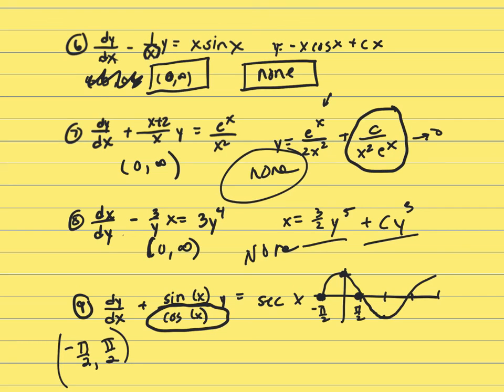And the solution to this one was y equals sine x plus c cosine x. If you take the limit of each term as x approaches infinity, neither one goes to 0, so there's not a transient term. Hope that helps.